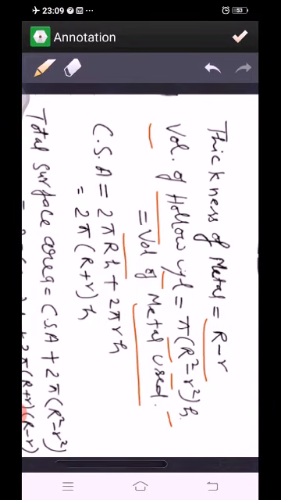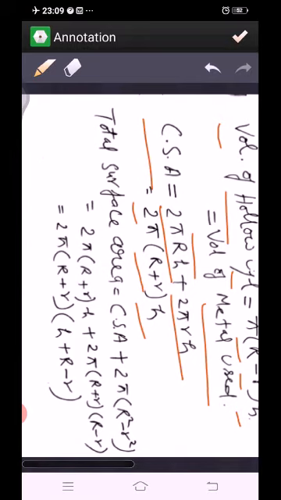Then curved surface area. That means internal curved surface area plus external curved surface area. So in this we can take out common 2 pi into h. Then what is left? Capital R plus small r will be left in one bracket. That will be the curved surface area of the hollow cylinder.